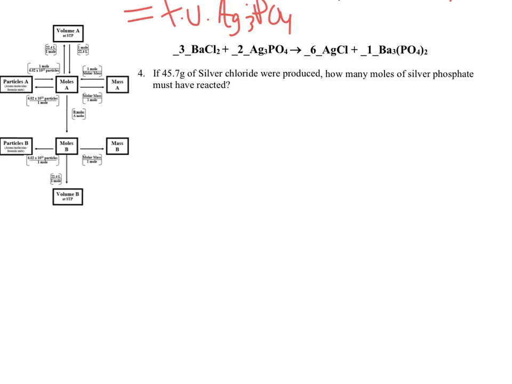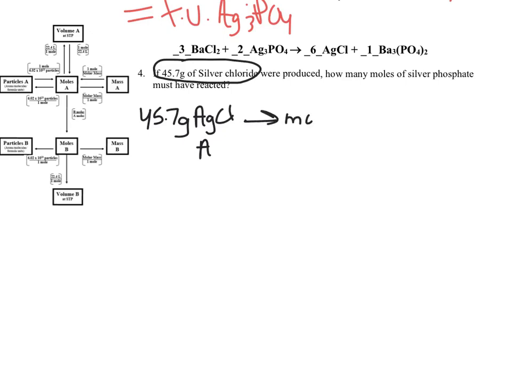All right, question number 4 says, if 45.7 grams of silver chloride were produced, so I already have a number, that's great, so I bet that's going to be my A. How many moles of silver phosphate must have reacted? So I want to convert that to figure out how many moles of silver phosphate, Ag3PO4. Okay, since this is 2 different compounds, this is going to be my B compound because it's what I'm solving for.